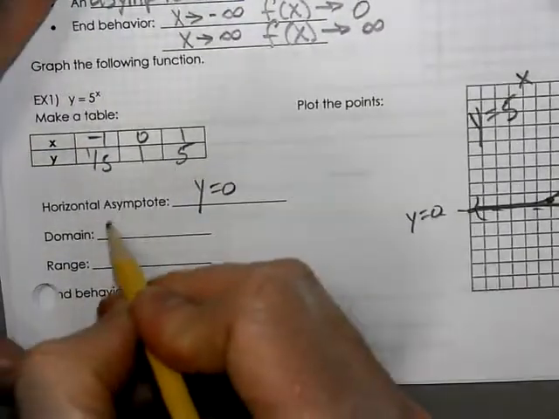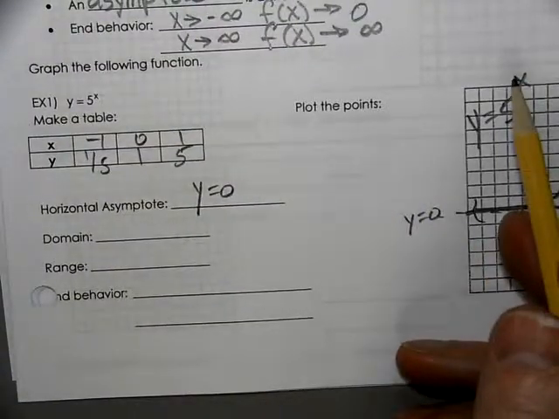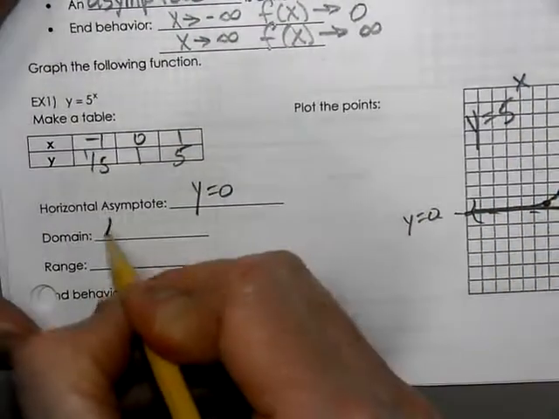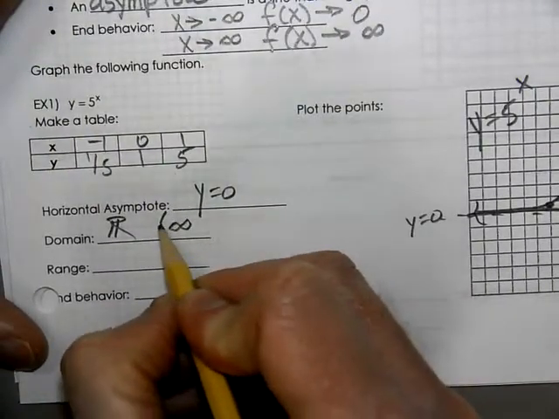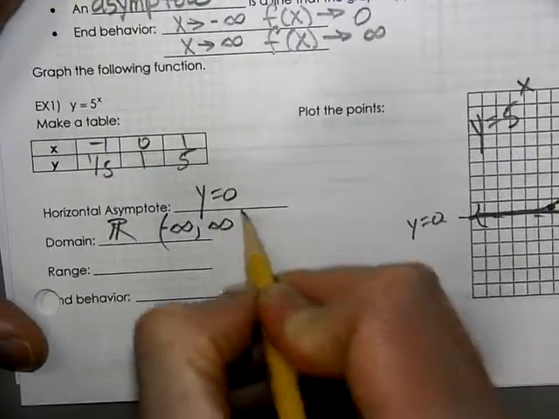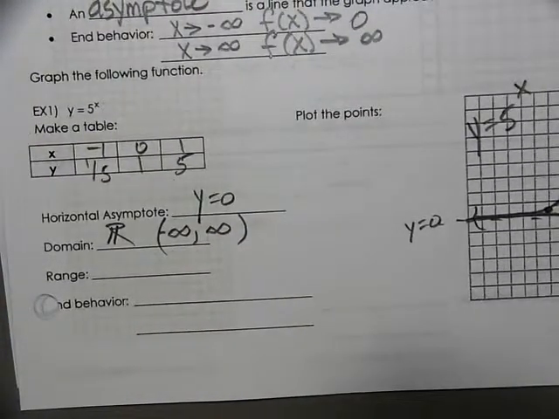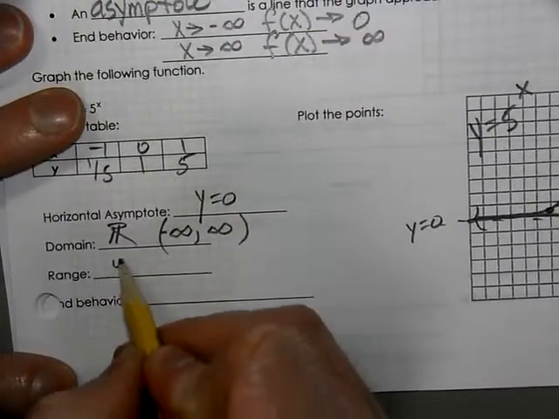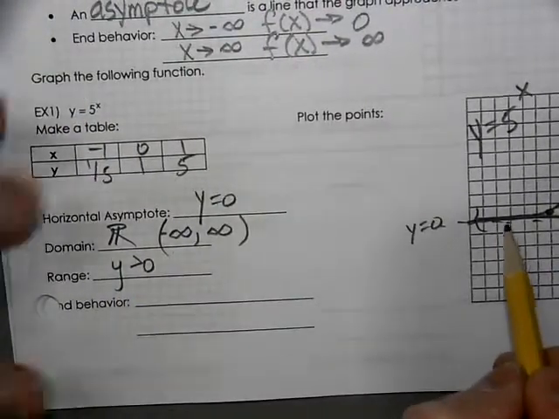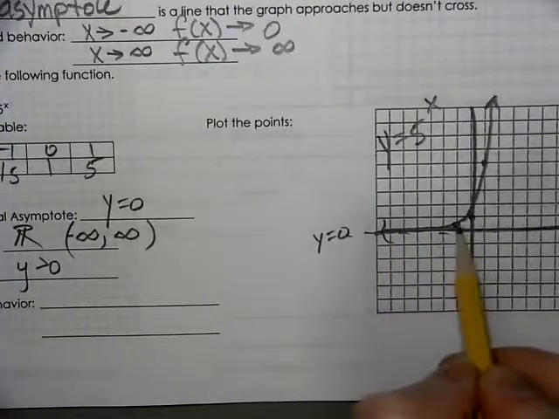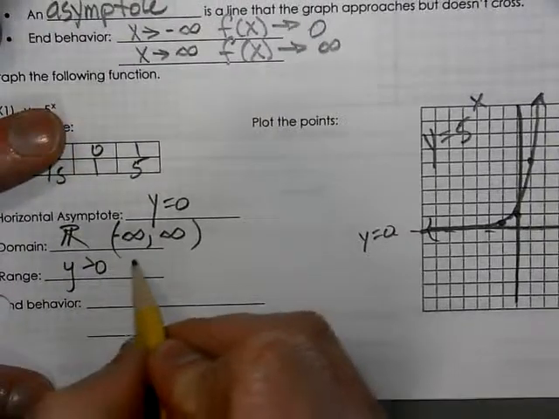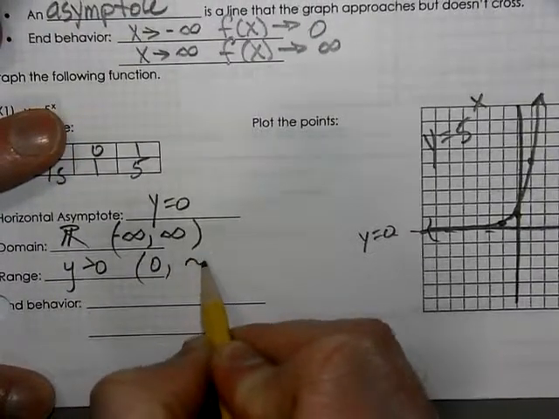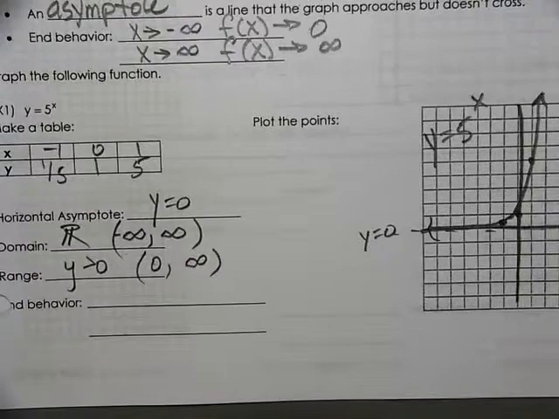The domain, what are the x values that you could plug into an exponential? It's always going to be all real numbers. Interval notation, we say from negative infinity to positive infinity. The range, since this doesn't have a translation, we would say that y is greater than 0. You see that it's pretty much touching the x-axis, but not quite, and it's always going up after that. So we would say 0 to positive infinity.